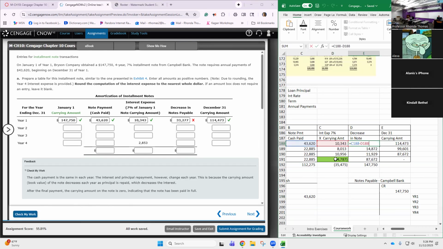All right, so this should be 77, huh? Yeah, because the notes carried is 43, your cash paid is 620, so it should be the same. So my figures on my sheet aren't working right. Okay, so we'll just stick with this and we'll put it in there.